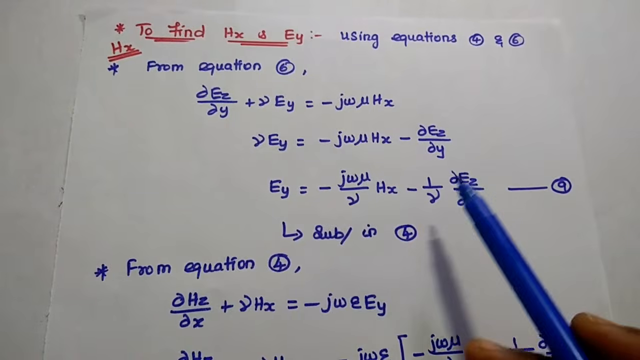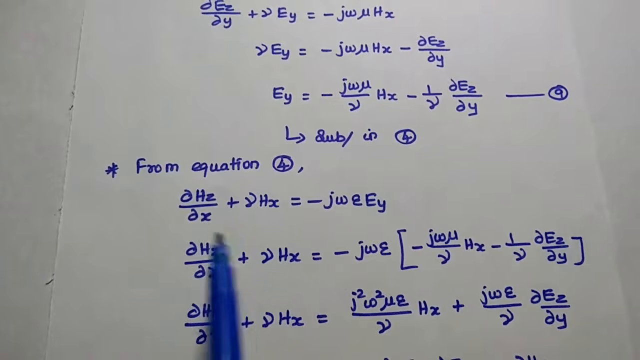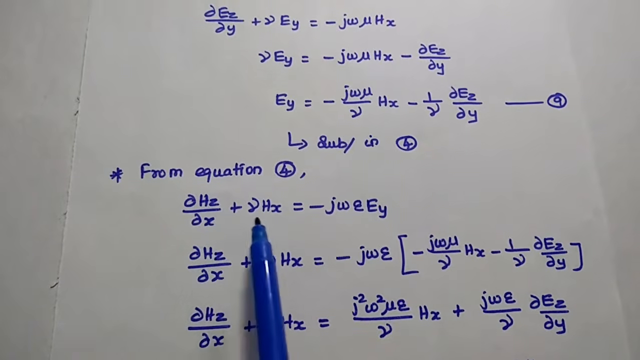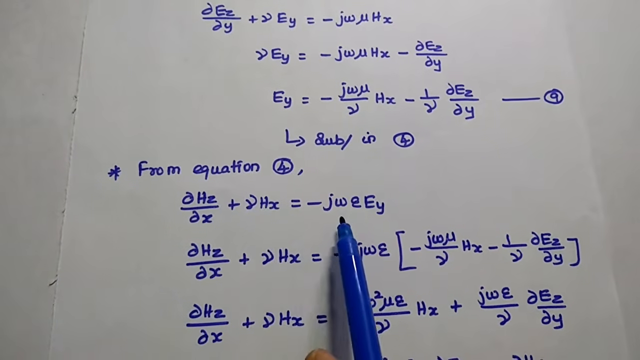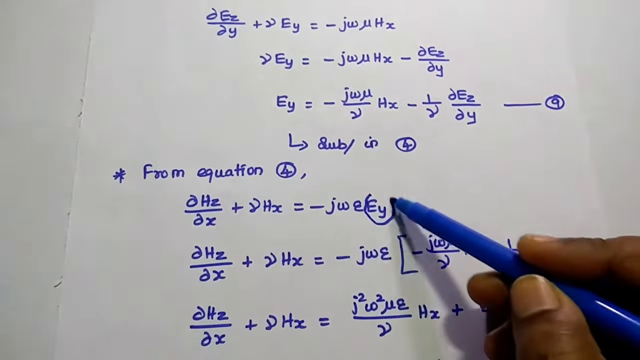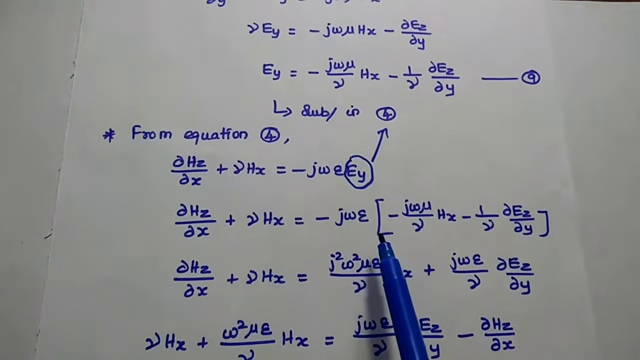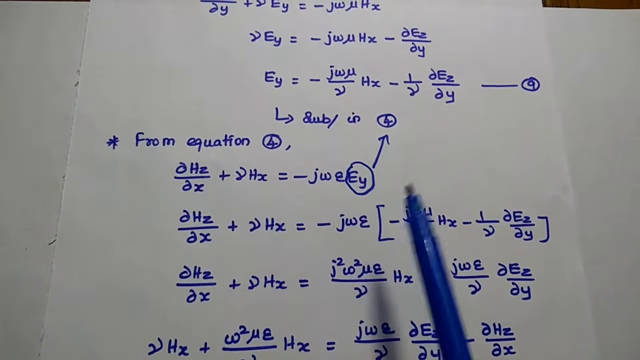We are going to substitute this ninth equation in the fourth equation. So what is the fourth equation? ∂Hz/∂x + γ Hx = −jωε Ey. So here this Ey is replaced with this value. We get −jωε into the Ey value, which is what?